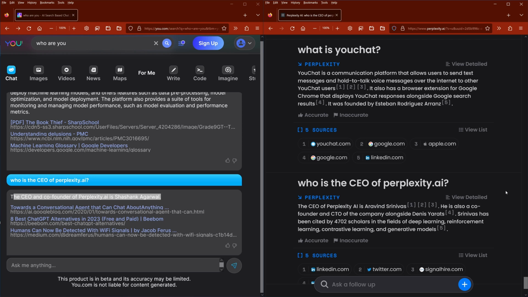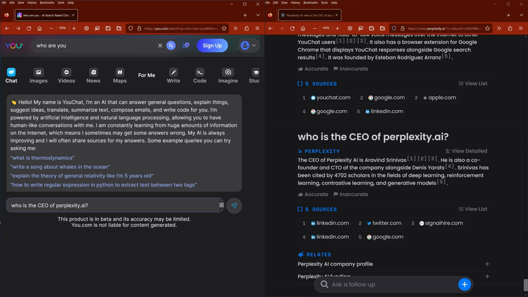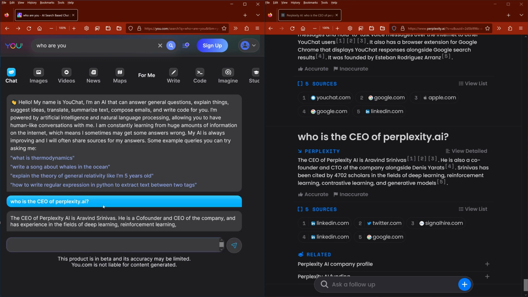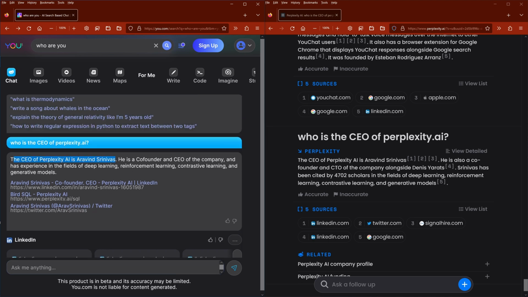But hey, this is a probability system, so easy what we do. We just have to input more or less the same answer again with you.com. So who is the CEO of Perplexity.ai? And here is now the right answer. So this is the interesting part of this, since this is not a defined system, but a probability system. Whenever you ask the system, you might get a little bit different answer, as just demonstrated here with this example.